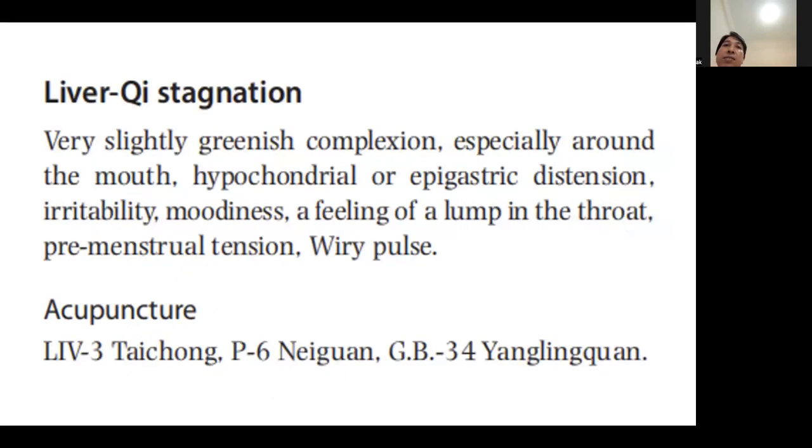Moxa on REN 6. Liver qi stagnation: very slightly greenish complexion, especially around the mouth, hypochondrial or epigastric distension, irritability, moodiness, a feeling of lump in the throat, premenstrual tension, and the pulse is wiry. In acupuncture: liver 3, pericardium 6, gallbladder 34.